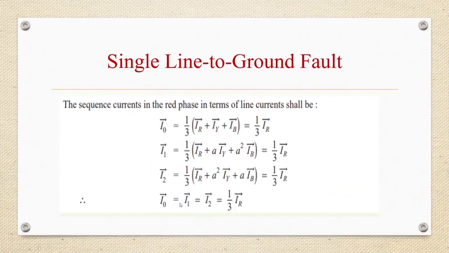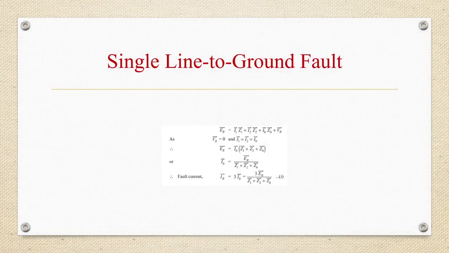Just now we have seen that from this equation I0 is equal to 1 by 3 IR, so I can write IR is 3 I0. The I0 value is ER by (Z1 plus Z2 plus Z0). So this is the first expression.